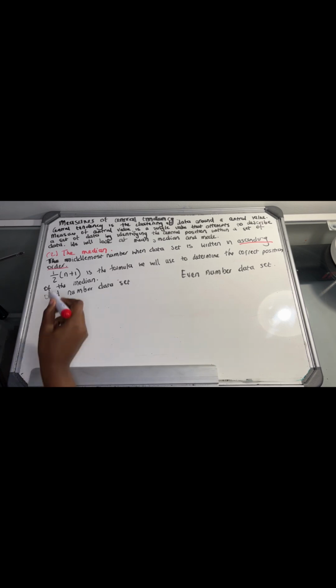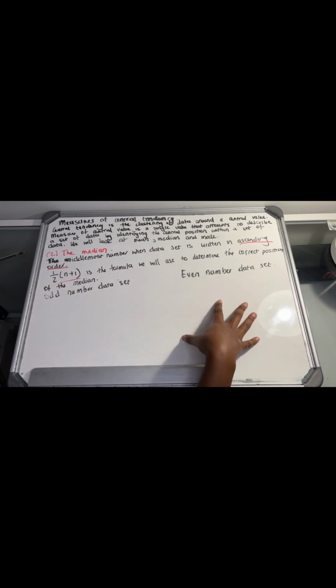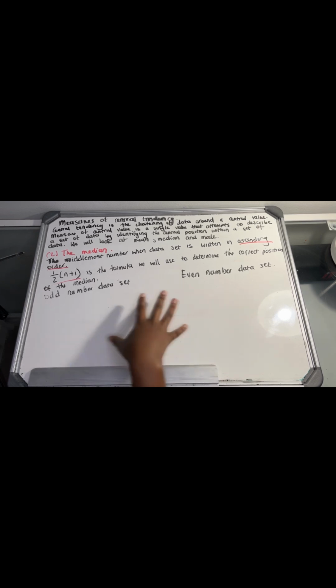So we have a formula that helps us look for the median, which is 1/2 times n plus 1. What this formula does is help us determine the correct position of the median. We do it a little bit differently when the data set has an odd number of values and when the data set has an even number of values. So we will look at both instances. We'll start with example number 1, which is an odd number of values in the data set.